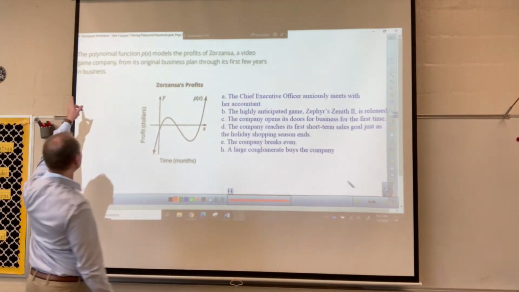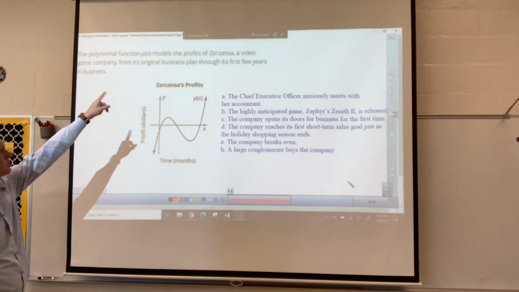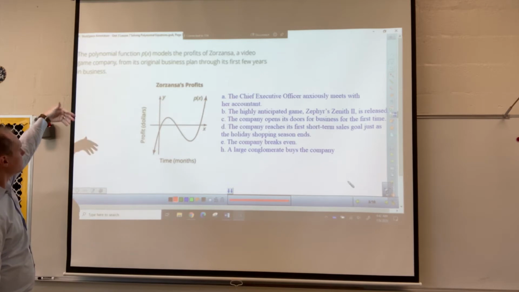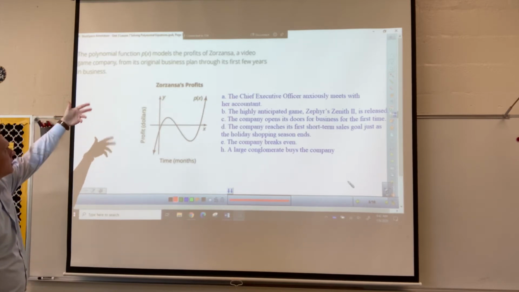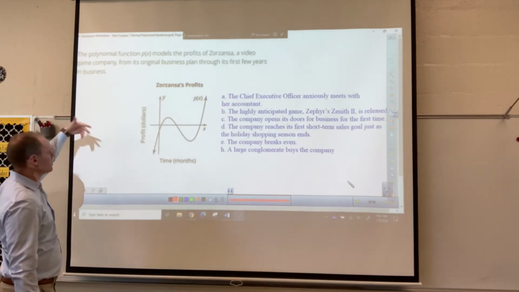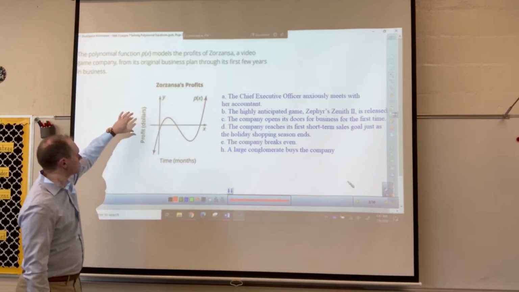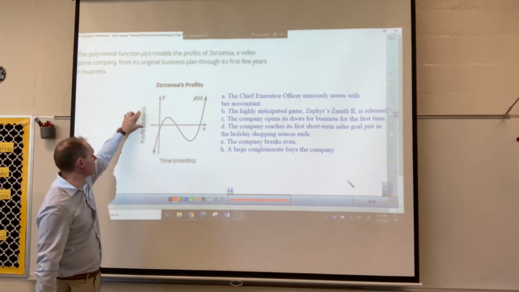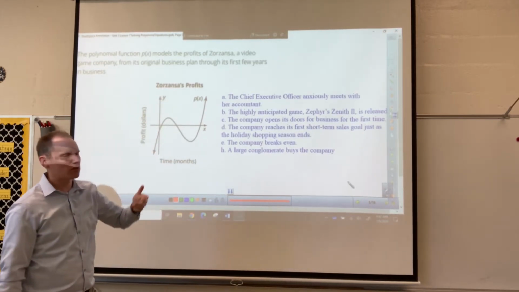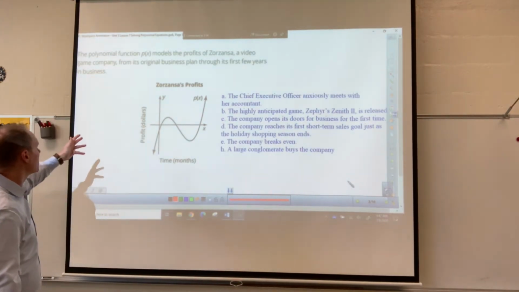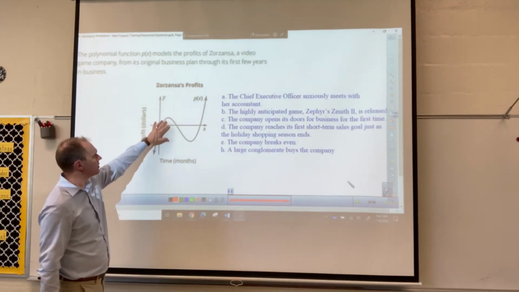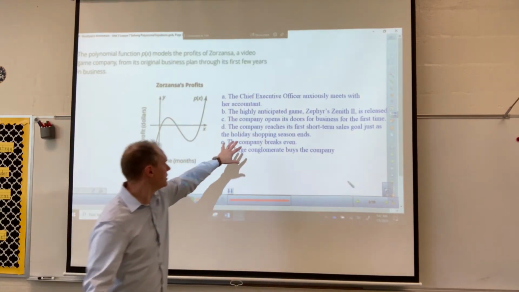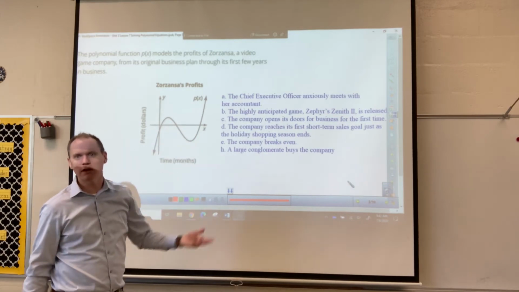So in this particular situation, we have Zorzanzas. It's a company that makes video games, and it's the business plan through the first few years of business. So we have this function here that represents profit in terms of months. And notice the profit is in terms of dollars. We'll talk later, it's actually in thousands of dollars. But anyways, we want to think about this function and how it models these situations. So we want to think about where these situations happen in the graph, connecting the two together.